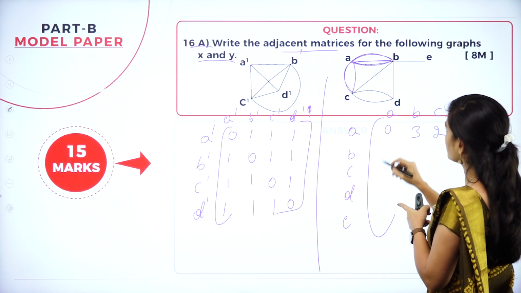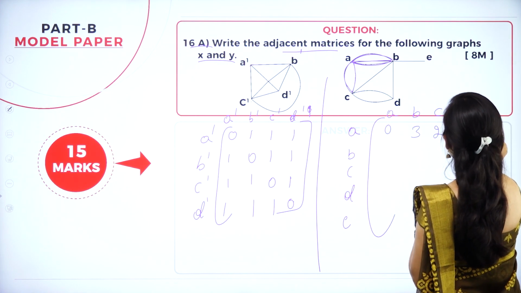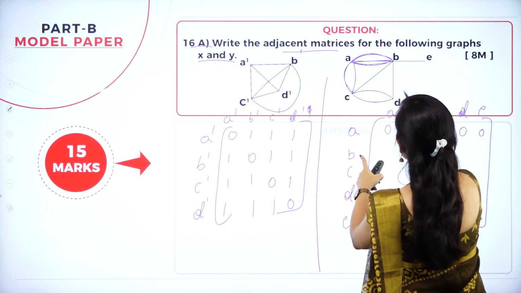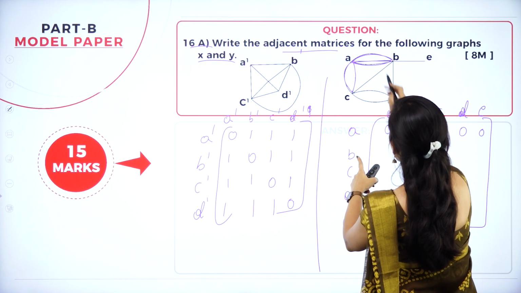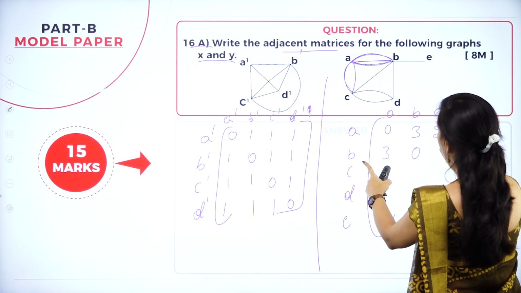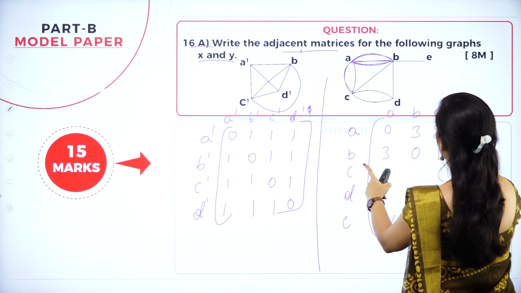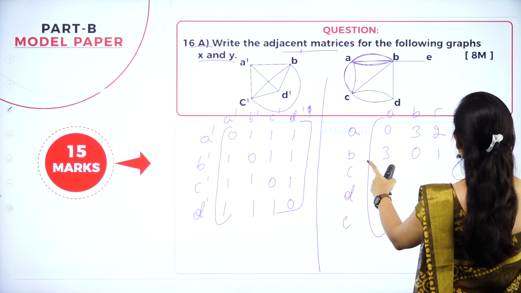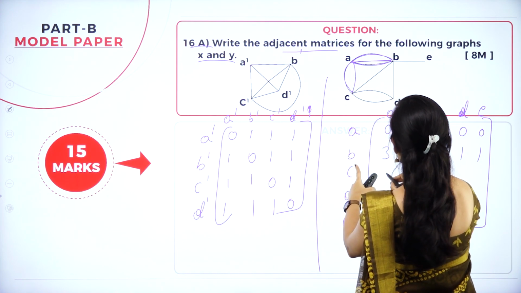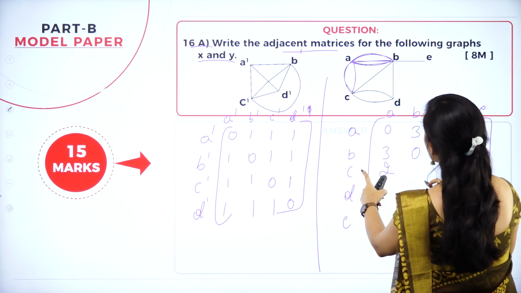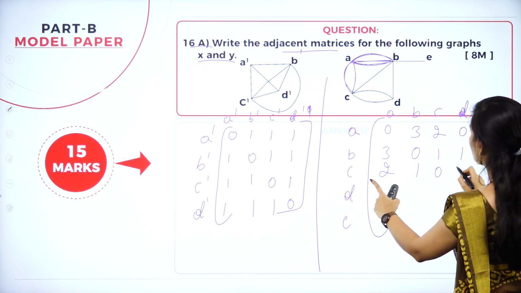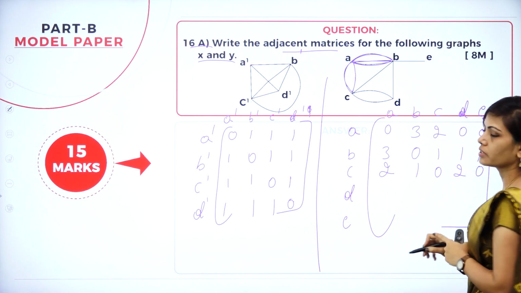A to D is not there, A to E also not there. Clear? And next is B. B to A, again it is 3 times. B to B is not there, B to C is 1 time, B to D is 1 time, B to E is 1 time. And C, C to A is 2 times, and C to B is 1 time, C to D is 2 times, and C to E is not there.